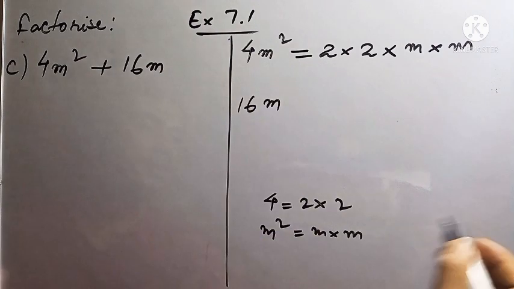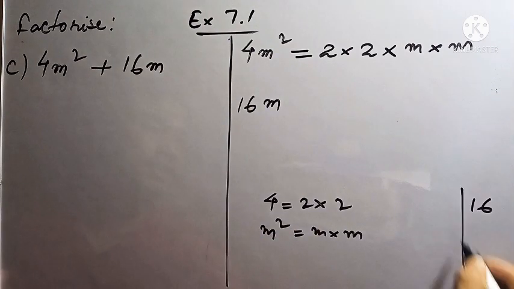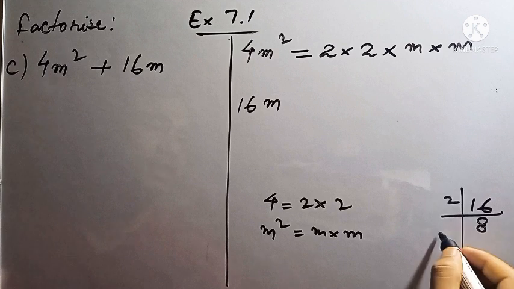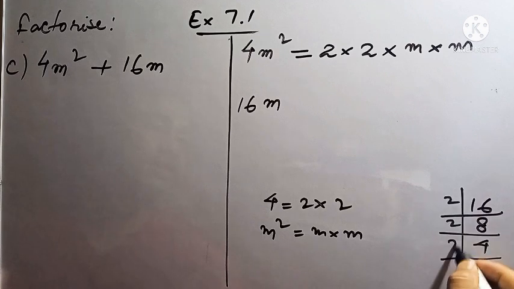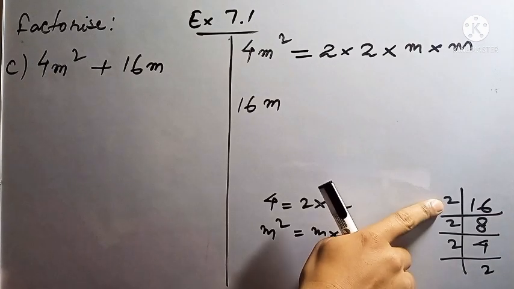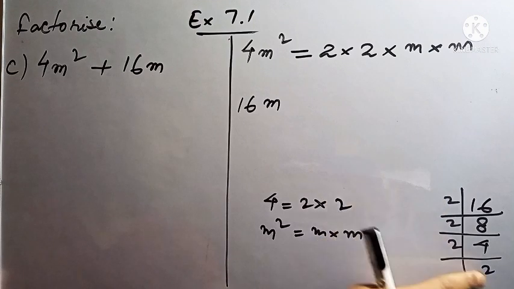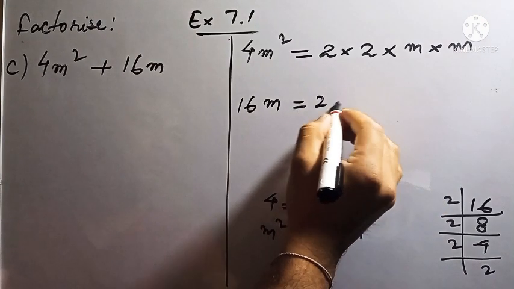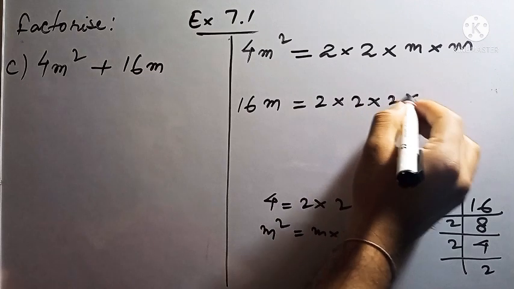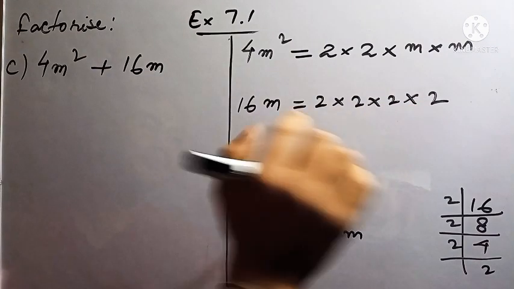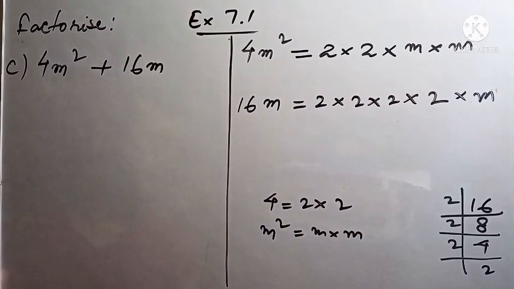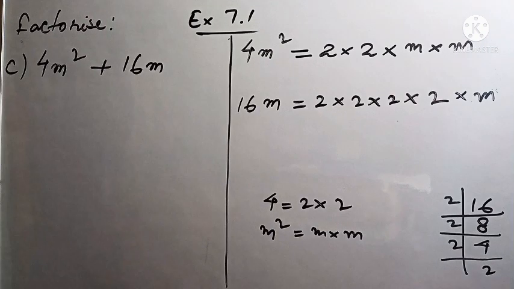What about 16? If you factorize 16, you'll be getting 2, 8, 16, 2, 4, 8, 2, 2, 4. We have 2 how many times? 1, 2, 3, 4. So here we have 2 into 2 into 2 into 2. And we have just here m. So single m here. Okay, fine.